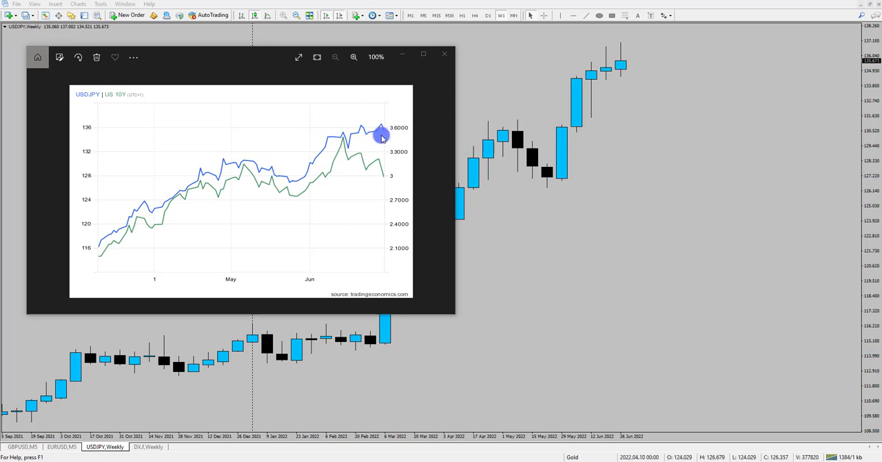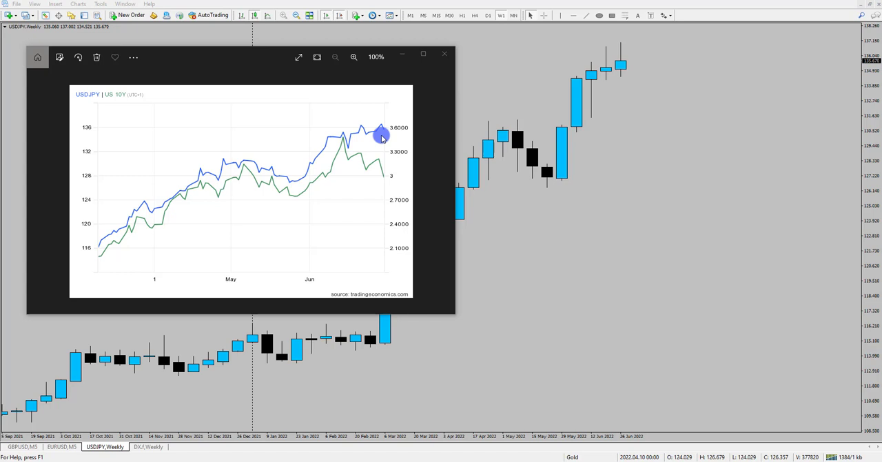Now, dollar yen obviously we know has been in an uptrend for quite some time now. We talked about this way back in sort of the start of the year and even the start of 2021, looking for that yen weakness to come into play.